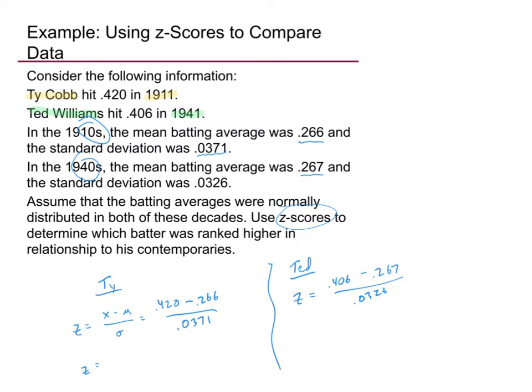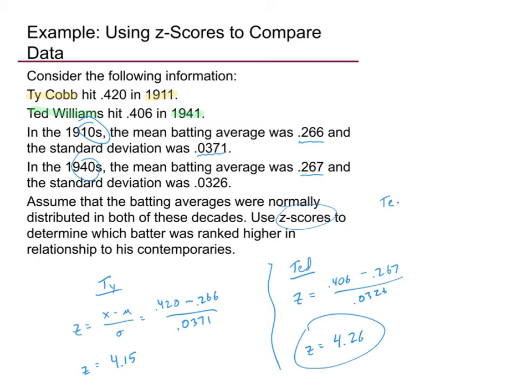So first for Ty Cobb, I got a z-score of 4.15, so that's over 4 standard deviations above the mean. And then for Ted Williams, I got a z-score in my calculator of 4.26. So he is also over 4 standard deviations above the mean, but his is still higher. So which batter was ranked higher in relationship to his contemporaries, meaning the other people that were playing in his era? It would certainly be Ted Williams.